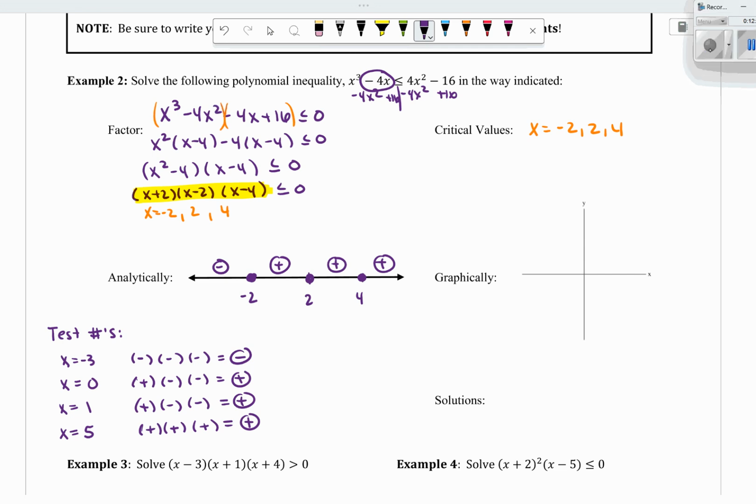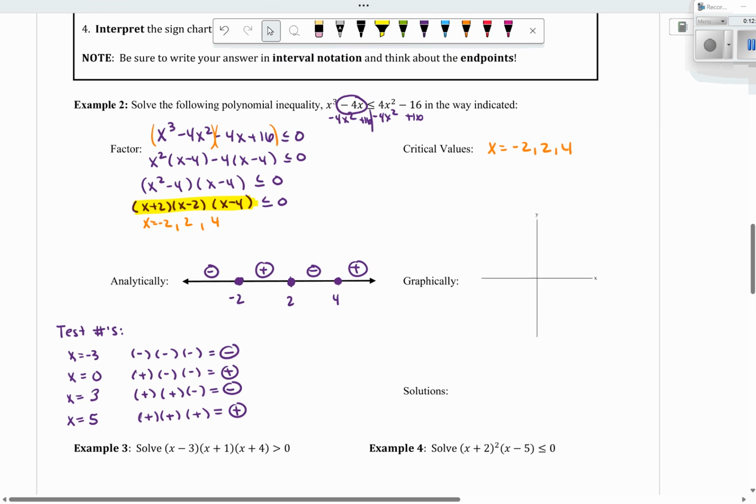And I just noticed that I did x equals 1. Sorry about that, because that's not in between 2 and 4. So just kidding. Let's erase that and we'll put 3. So then let's see, 3 plus 2 is positive, and then 3 minus 2 is positive, and 3 minus 4 is negative. So that actually gives us a negative there. Sorry about that. So we want the values that are less than or equal to 0.